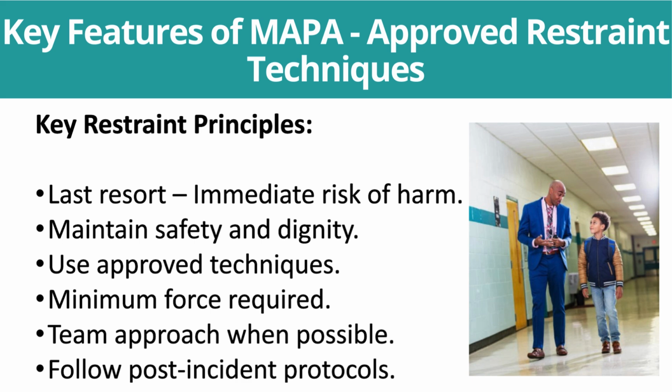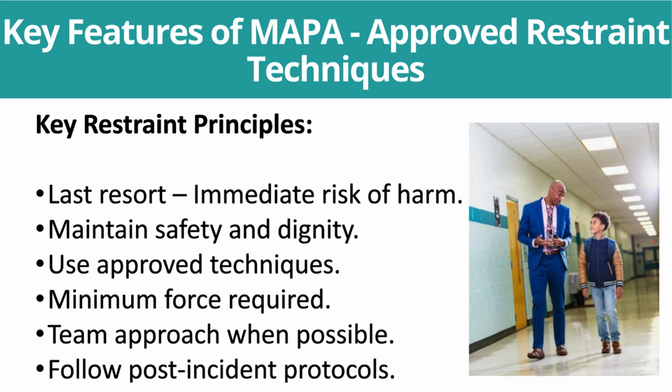Team-based moves. Whenever possible, MAPA encourages team-based restraints with 2 or more staff members, which are safer for both the child and the staff involved. For example, 2 staff members may hold a child in a controlled situation where one staff member focuses on securing the arms and the other on securing the legs.